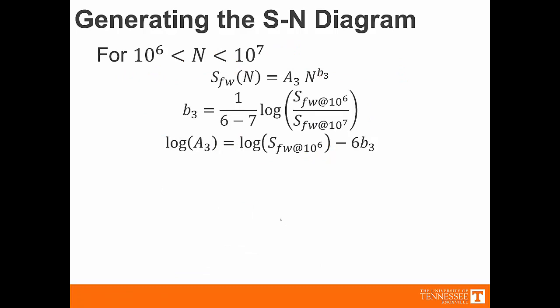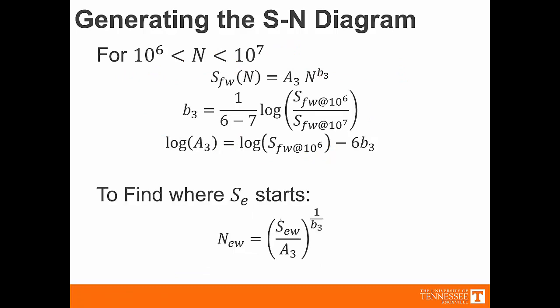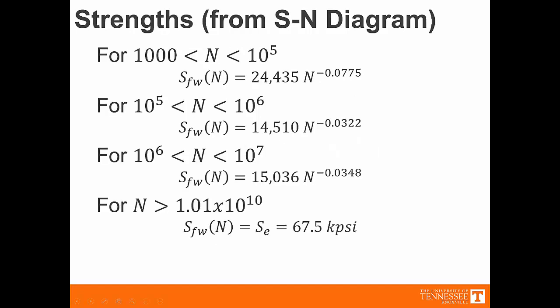And the only other thing, we already know what the endurance strength is, so we need to find out where it starts. So what we're going to do is continue using this A3 and B3, rearrange this equation here, and solve for the number of cycles when the strength will be equal to the endurance strength of the wire. So plugging all that in, we'll have 1, 2, 3, 4 different values that we can calculate.